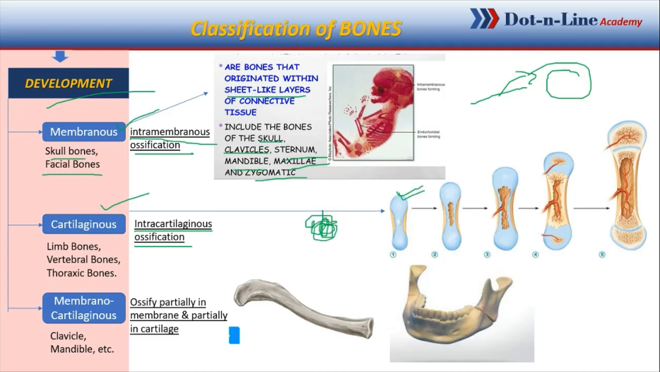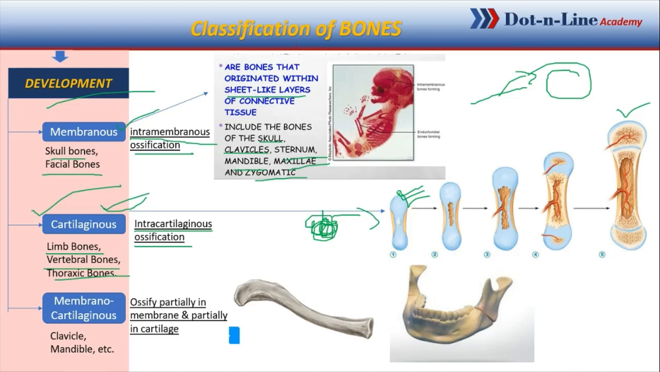Okay, structure will be formed, and that structure will first form as a cartilage, and that cartilage will start to ossify from inside to outside and forms a bone. So this development usually occurs in the long bones, that are the limb bones, the bones of vertebrae, and the thoracic bones. In these bones the cartilaginous development is there, hence they are called cartilaginous bones.